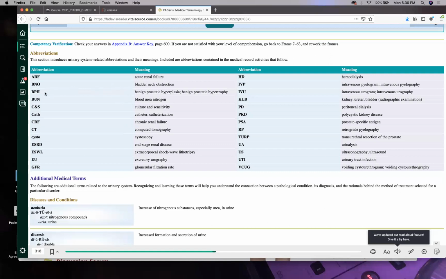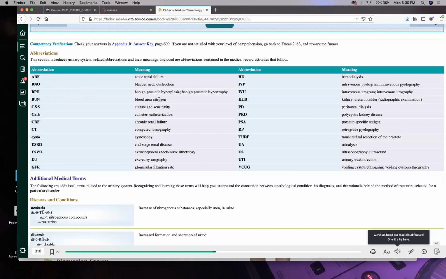BNO, we don't really use. BPH, we use all the time. Benign prostatic hyperplasia or benign prostatic hypertrophy. That means the increased size of your prostate isn't due to cancer. This is typically the profile of a 45-year-old male, Caucasian, no real history of cancer, but then they have dribbling of their urine when they pee, or erectile dysfunction.